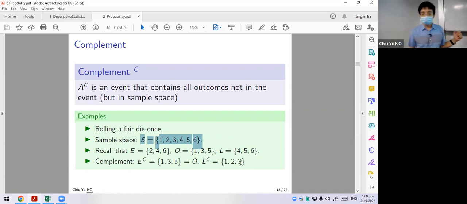So ask yourself, what is the complement of O? I kick out 1, 3, and 5. What is left is 2, 4, and 6, which is even. So in this case, E complement is O, and O complement is E. Is that clear? Mathematically, if you do complement twice, you go back to yourself, because the complement of even is odd, and the complement of odd is even. That is a general thing, but we are not in math class, so just in case you want to know, that's what happens.